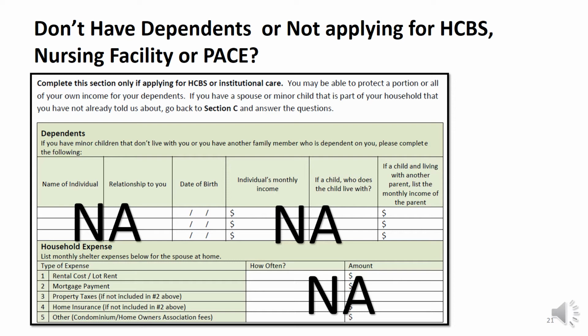If you aren't applying for one of those programs and you don't have a spouse or a child dependent, then you don't have to fill out this section. Just put an NA for non-applicable in this section so they know you haven't left it blank by accident and don't have to contact you and ask you for this information. Again, if you don't have any dependents and you are not applying for HCBS, nursing facility, or PACE, then you do not have to fill out this section.